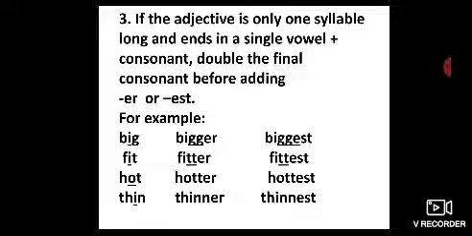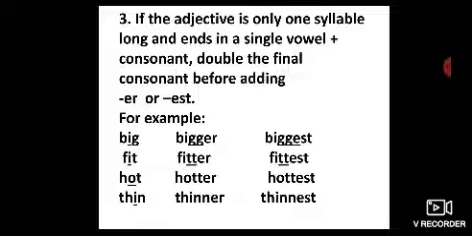Then see the next, fit. I is the vowel and after I, the consonant is T. So, to change into comparative, we'll double it, fitter, and the superlative will be fittest. Hot, O is the vowel, T is the consonant. To change into comparative, before adding ER, you have to double that consonant. So double T will be there. Hotter, and the superlative will be hottest.